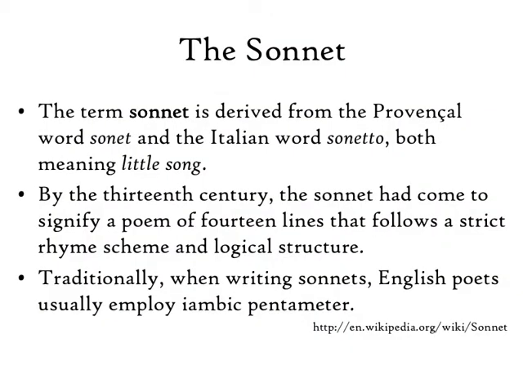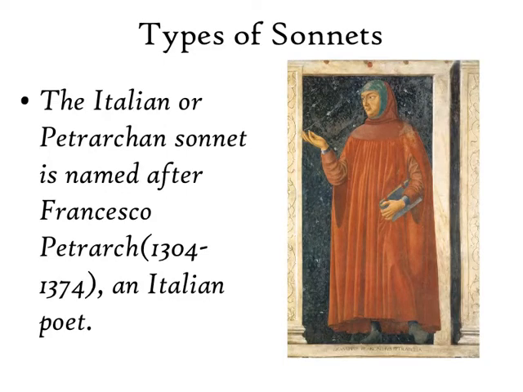Okay, so the word sonnet means little song. It came to be around the 13th century. It signifies a poem that is 14 lines long and has a strict or a specific rhyme scheme. And then traditionally when writing sonnets, English poets usually employ the iambic pentameter. The reason why this video is titled If It's Square, It's a Sonnet is because the length of the poem and then usually the words per line, measuring out the certain beats, it kind of gives like a square shape. Okay, so there's 3 types of sonnets.